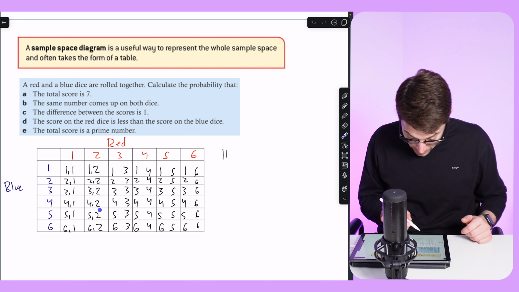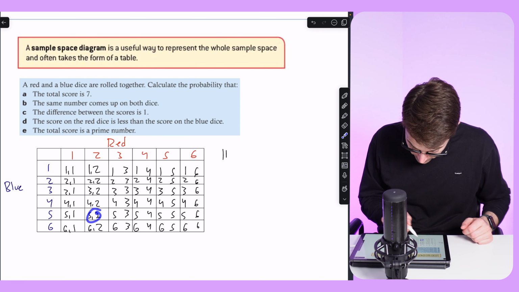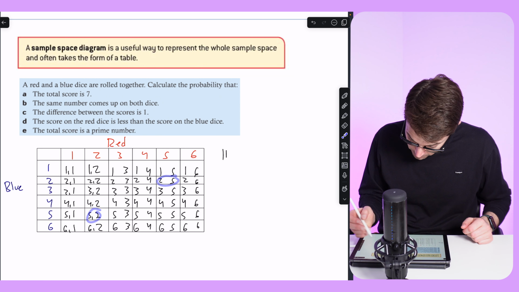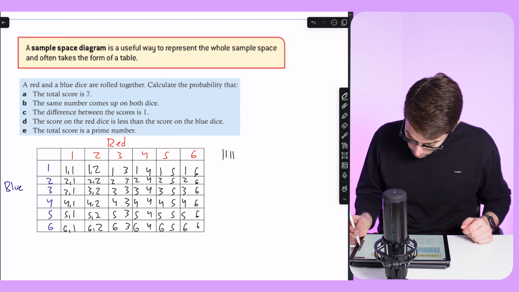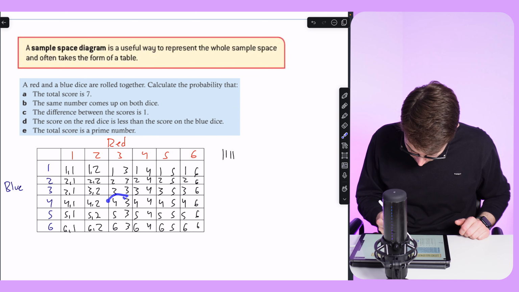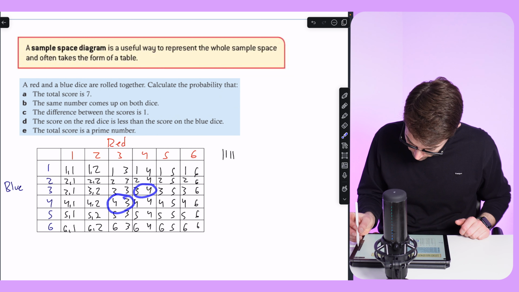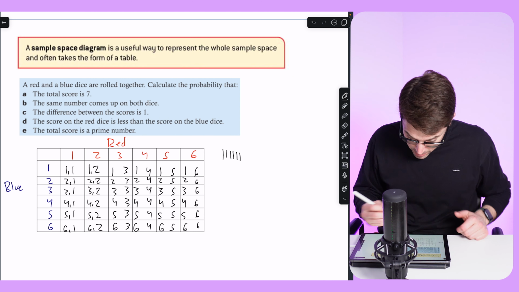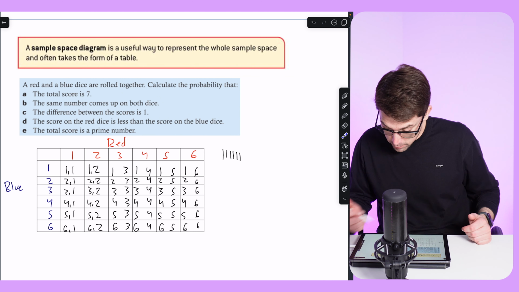I could have a 2 and a 5. Well, I have a 2 and a 5 here, and I have a 5 and a 2 here. That's going to be another 2. Another way to get that would be a 4 and a 3. So I have a 4 and a 3 right here, and then a 4 and a 3 right there. So that's going to be 1, 2. And that will basically take up all of the possibilities.